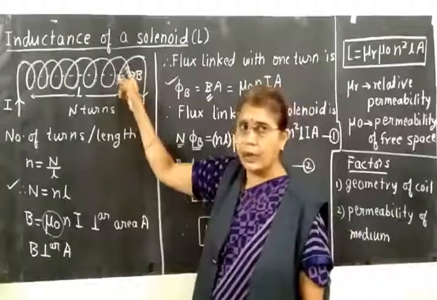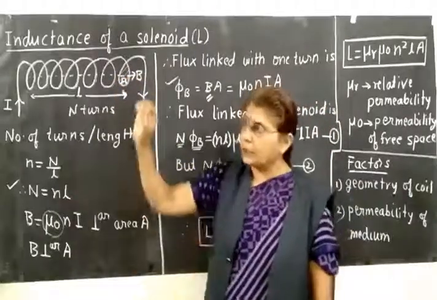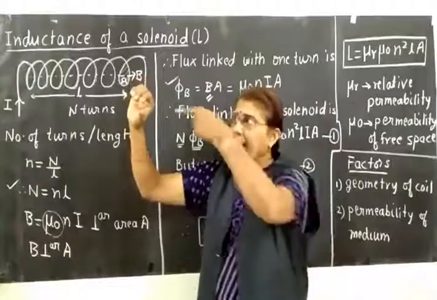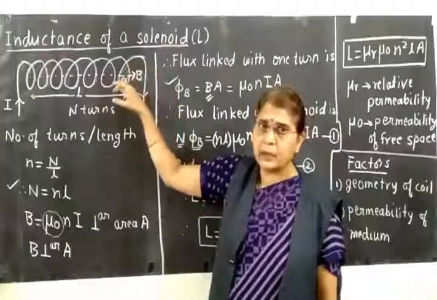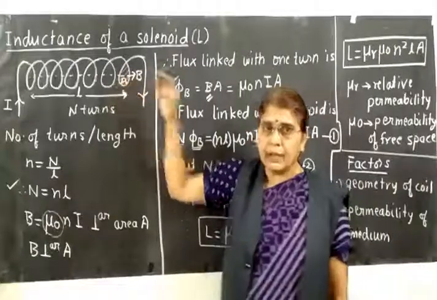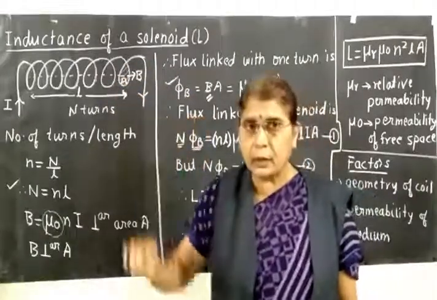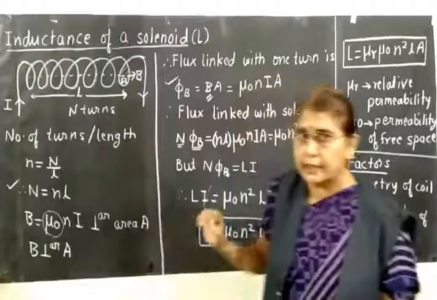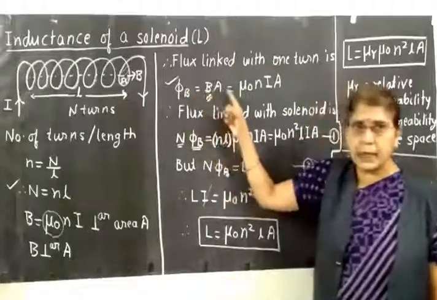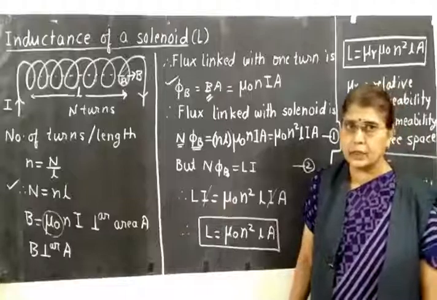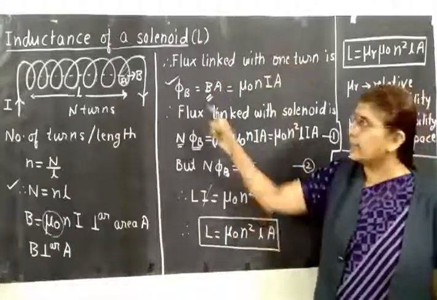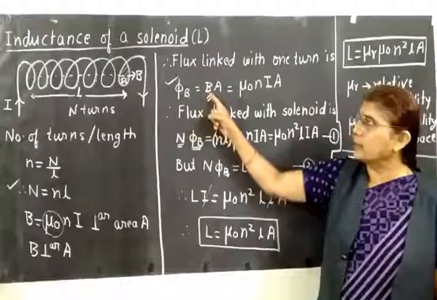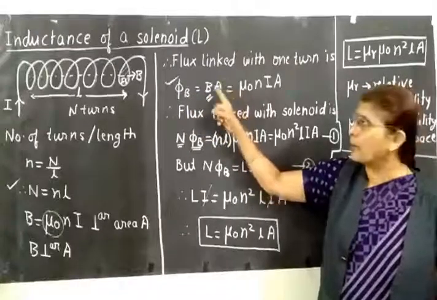Suppose this is the area of each turn. Then the magnetic field is perpendicular to the area A. So B is perpendicular to the area of cross section A. Whenever the magnetic field is perpendicular to the area, the flux linked with that area is given as B into A. This we have seen in the earlier sessions also. So the magnetic flux linked with each turn of the coil is phi B, and it is equal to B into A.